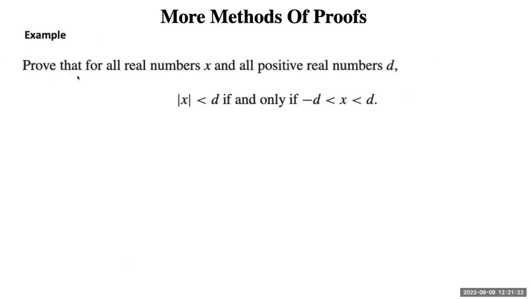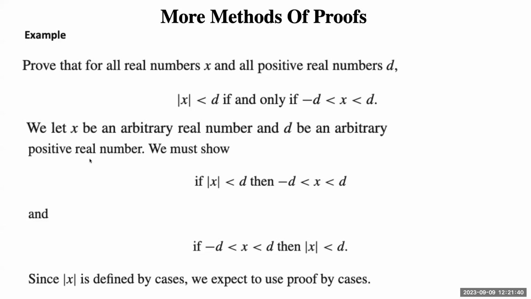Here's another one. Prove that for all real numbers x and all positive real numbers d, the absolute value of x is less than d if and only if x is greater than minus d and x is less than d. Okay. So suppose we let x be an arbitrary real number and d be an arbitrary positive real number. We must show that if absolute x is less than d, then x is between negative d and d, and then show the reverse. If x is greater than negative d and less than d, then absolute x is less than d.